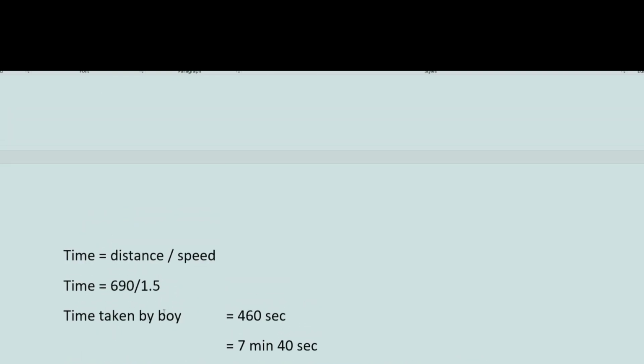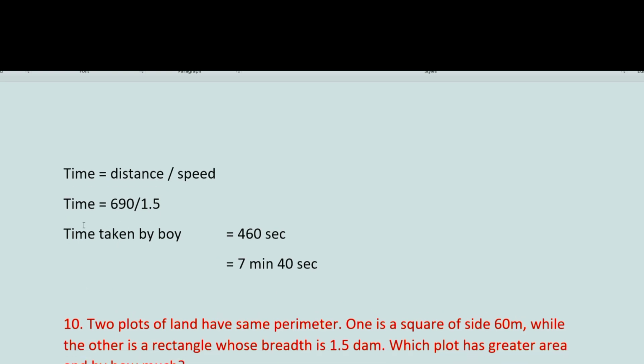There is one formula, speed is equal to distance by time, and time you have to take out. In this sum you are having distance and speed, so you have to take out time, how much time it takes. So time formula is distance by speed, so that formula I am using here. 690 is the total distance which the boy is covering, and 1.5 meter per second is the speed, okay. So when you divide 690 by 1.5, you are getting 460 seconds.